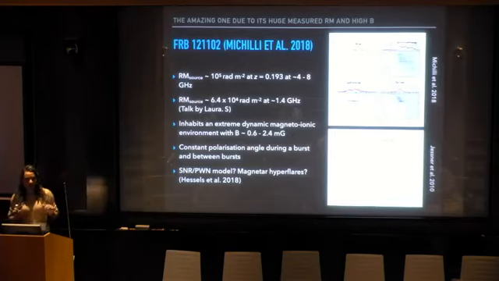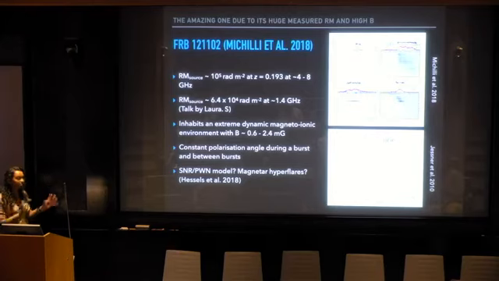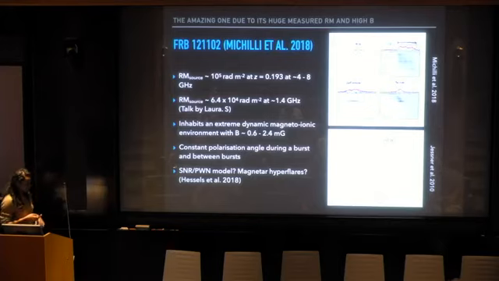So for the rest of my talk, I'm going to be focusing on particular FRBs because I think they're very interesting and they have told us a lot about what the sources or the progenitors could be. The first one is FRB 121102. It's the first repeating FRB to be discovered.